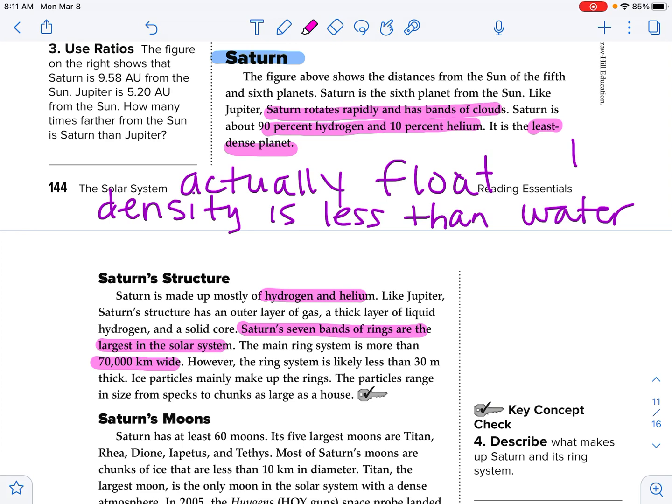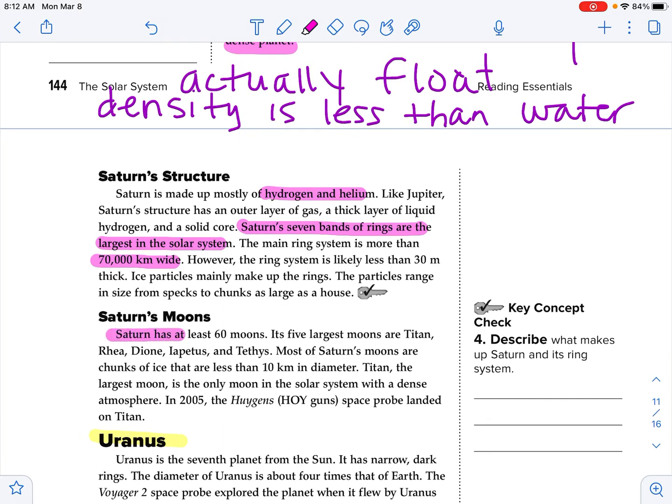So this would be 30 meter sticks, end to end, is how thick it would be from top to bottom. Saturn has at least 60 moons. The 5 largest moons are Titan, Rhea, Dione, Iapetus, and Tethys. Most of Saturn's moons are chunks of ice that are less than 10 kilometers in diameter. Titan, the largest moon, is the only moon in the solar system with a dense atmosphere. In 2005, the Huygens space probe landed on Titan.